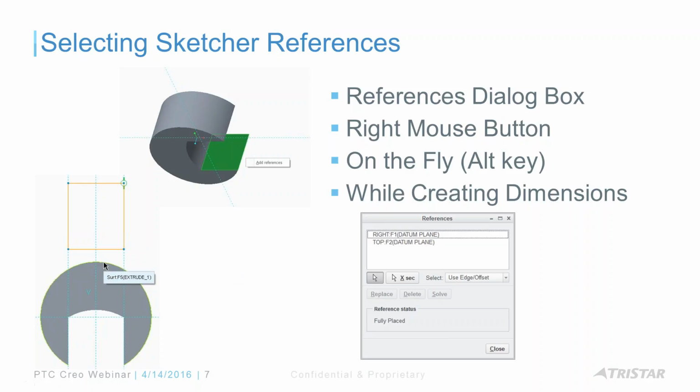And then the last way is as you're creating dimensions. So you don't need to define dimensioning references before. All you need to do is while you're creating your dimensions, right, you can just simply click on the references that you want to use, and they will be automatically added to your references. So those are some of the ways how you can add references in Creo Parametric.